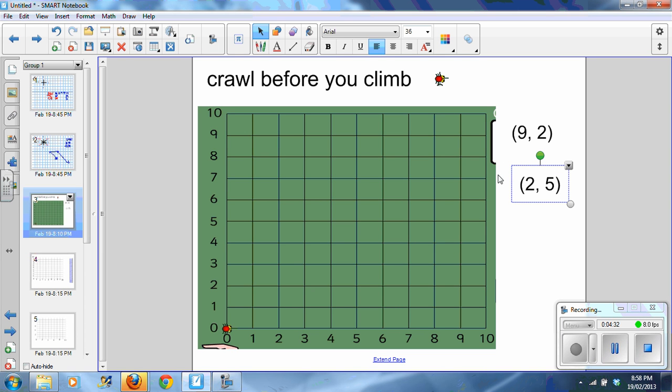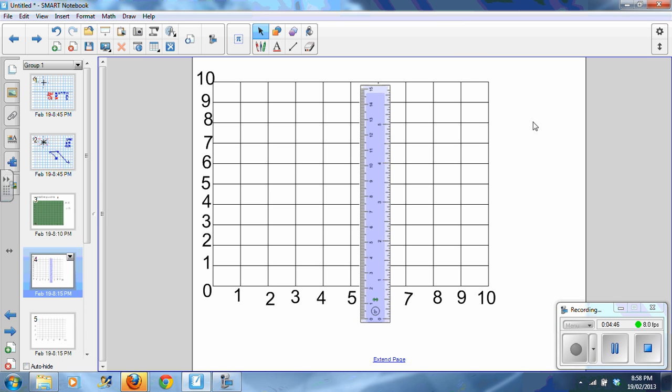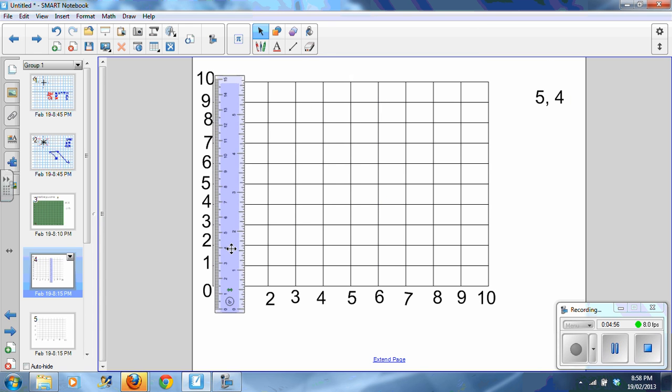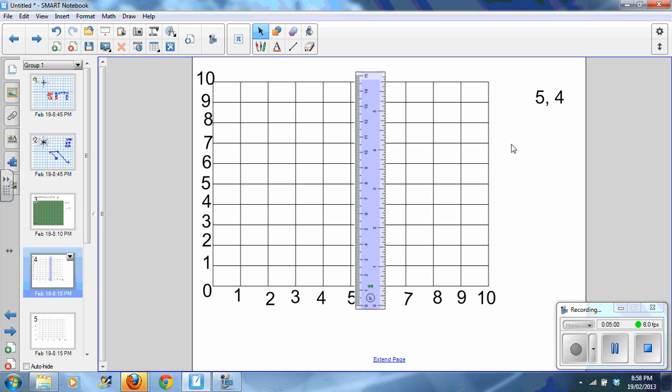Okay, now students don't have an interactive surface when they touch it. No, on their worksheet the bug doesn't crawl or anything like that. So what they can use is a ruler. And here we have a ruler. So if students were asked to use the coordinates 5, 4, they need to crawl 5 because you crawl before you climb. Crawl 5, climb 4, and put a dot.